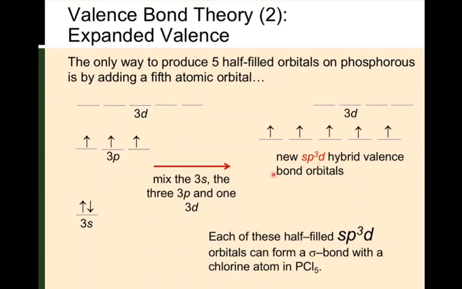So in this case, we've taken an s orbital from the 3s. We've taken all of the p orbitals, so that's three p orbitals, and then we've taken one of the d orbitals, so it's just d from the 3, and we still have the other 3d orbitals, of course. That's where our lone pairs could go, for example.